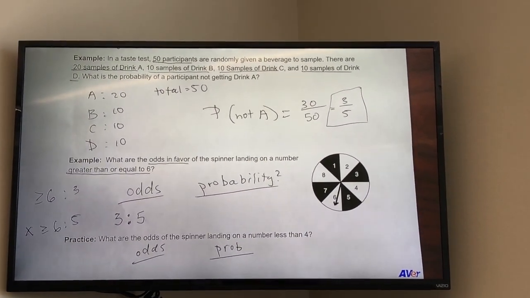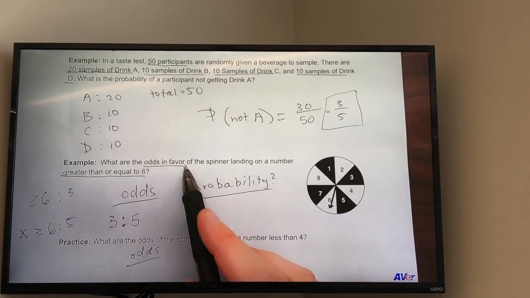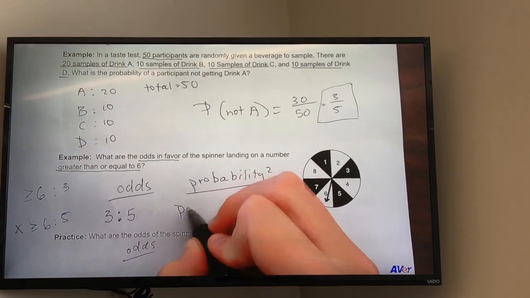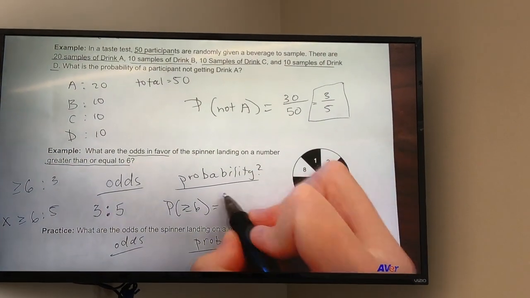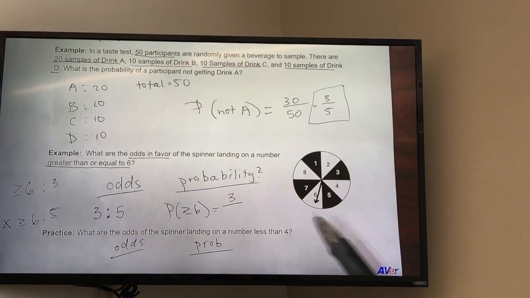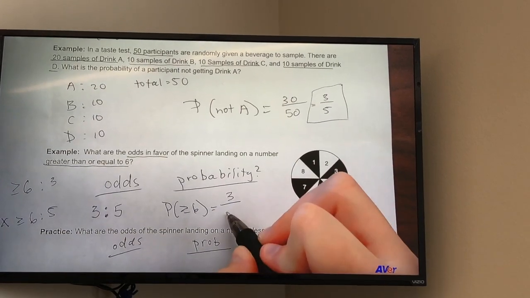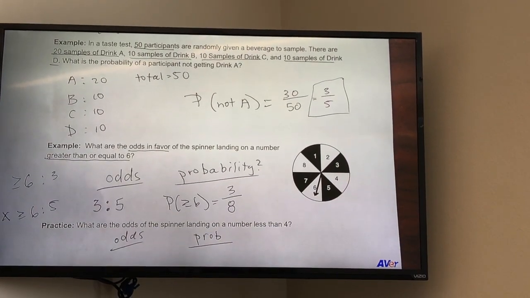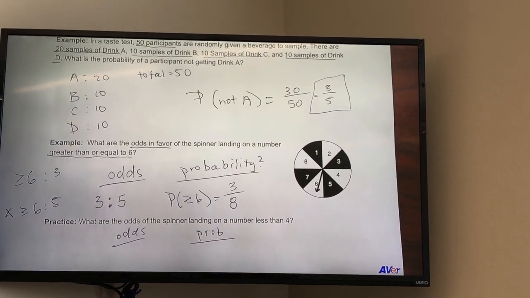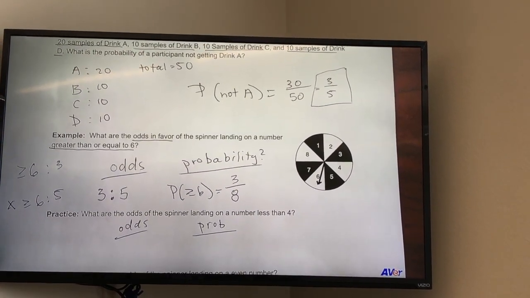I just want to talk about probability. If it said what is the probability of the spinner being greater than or equal to 6, this one is a little different. You do the number of outcomes that are true. 3 are greater than or equal to out of the total. There's a total of 8, and that's a reduced fraction. So make sure you pay attention to the wording in the homework. Odds and probability are very different.